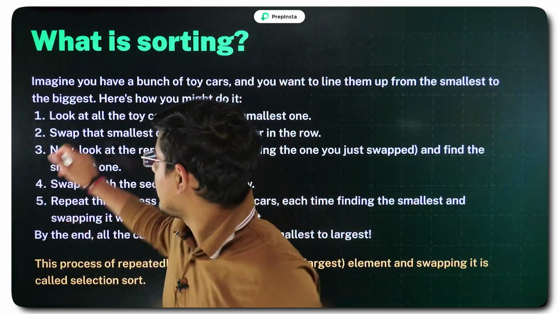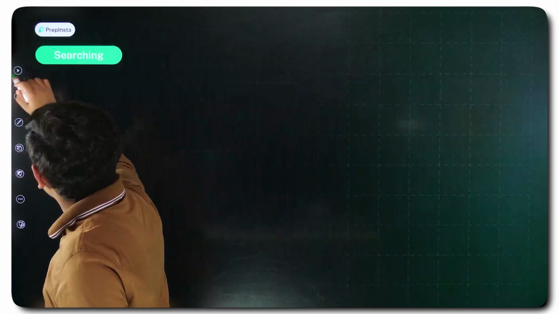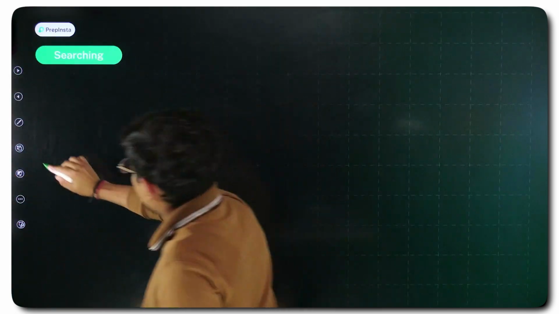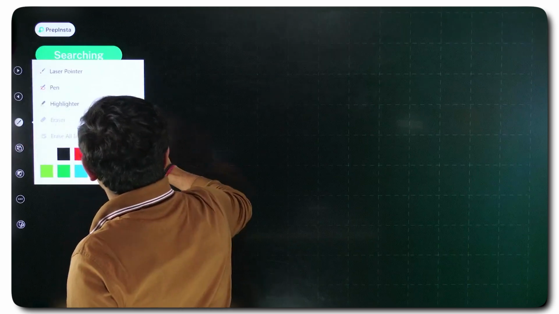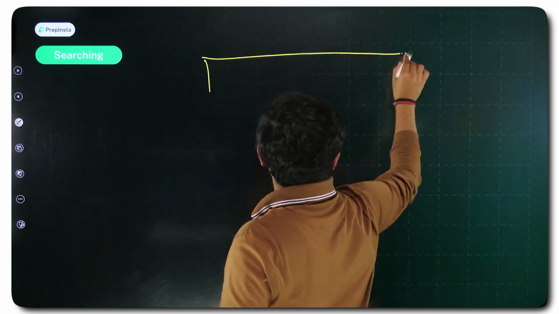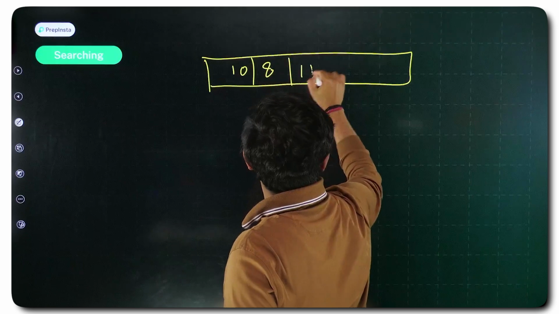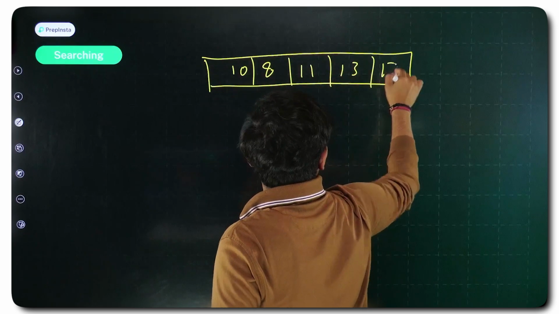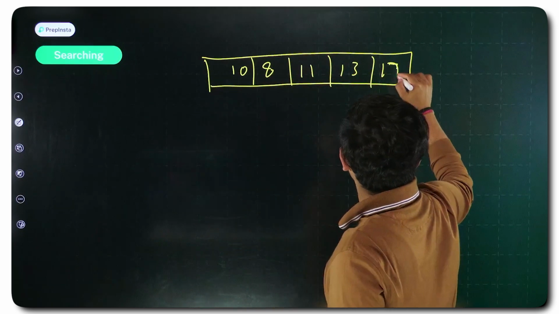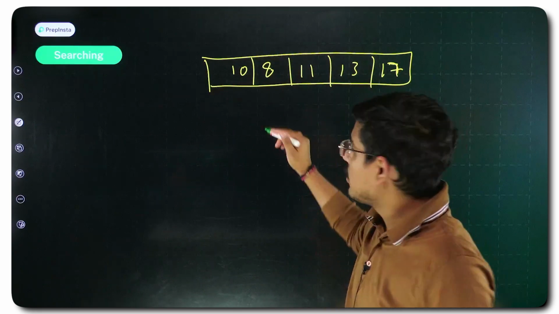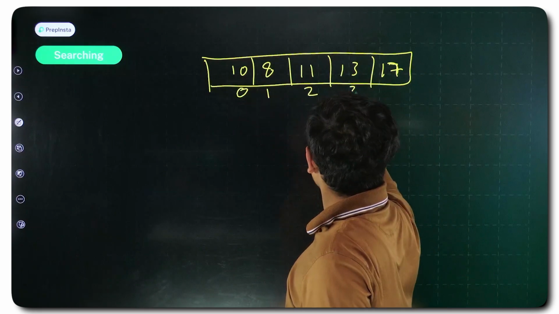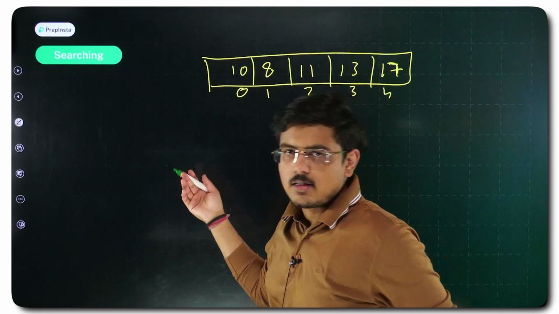I'll tell you with another example. बिल्कुल आसान चीज है, believe me. This is the easiest sorting. Consider that this is an array: 10, 8, 11, 13, 17. This is not at all sorted, right? 0, 1, 2, 3, 4. These are the indices. Fine.